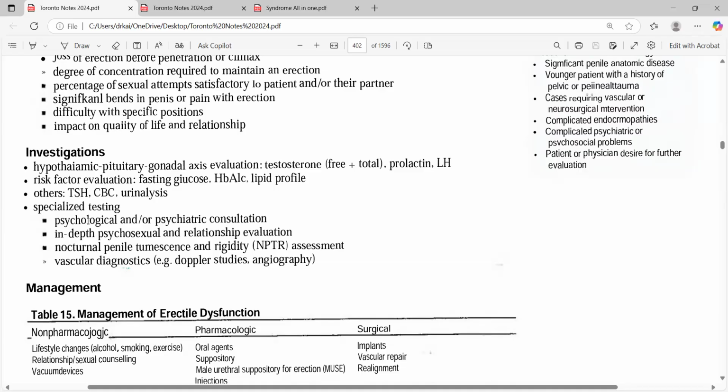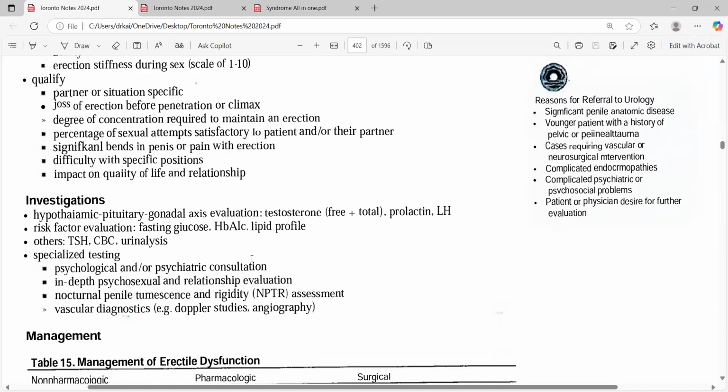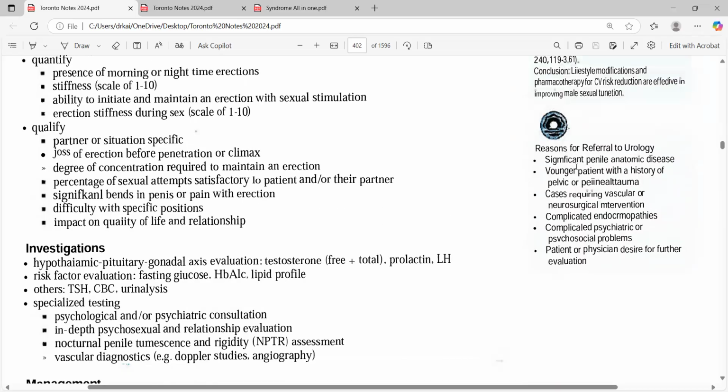Then the vascular diagnosis. Usually we go for psychological. They are mainly the psychological. And usually people like to do either Cialis or going for the Viagra. So these are the two medications that are very common in using for erectile dysfunction.